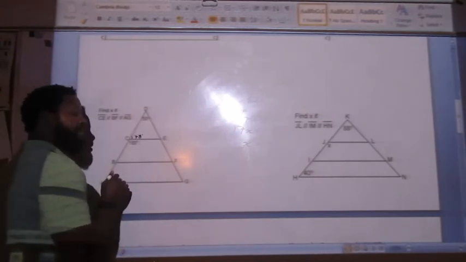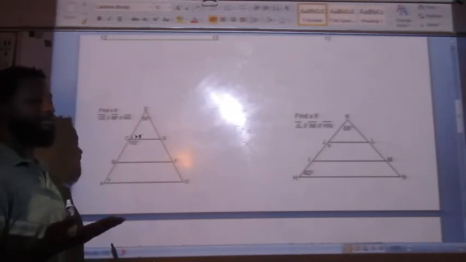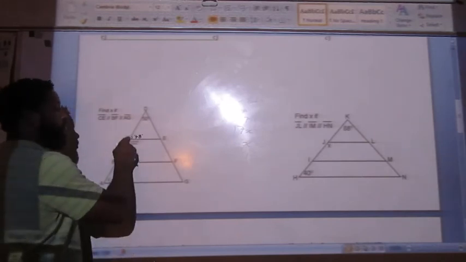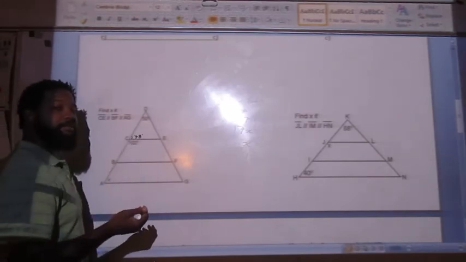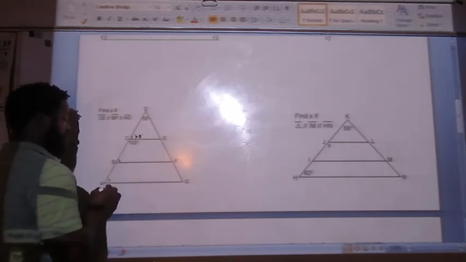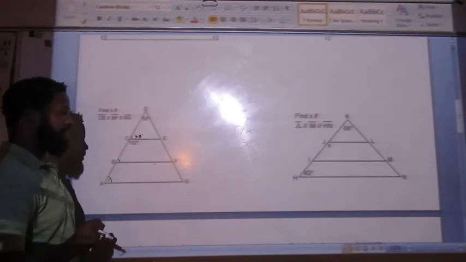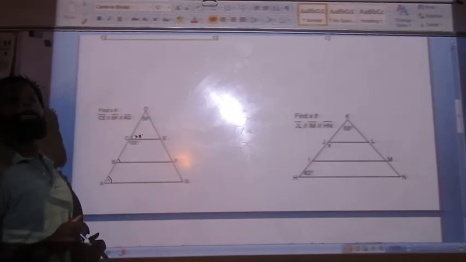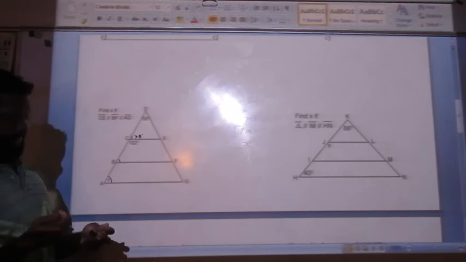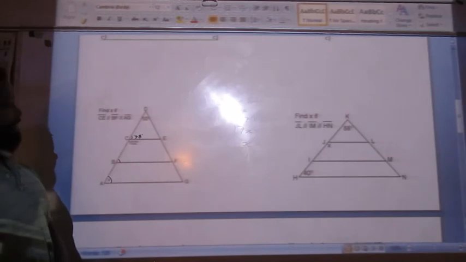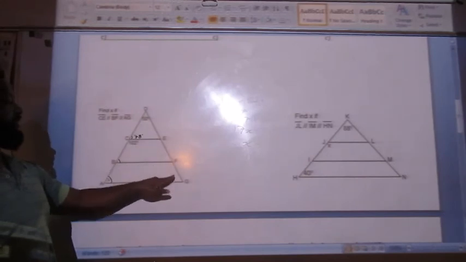78 degrees. And because of the corresponding property, remember, your corresponding property says one on the outside, one on the inside, and they're on the same side. So this angle is congruent with this angle right here, which also makes it congruent to that angle. So for E, F, and G, would it also be 78? Yes, 78, 78, 78.